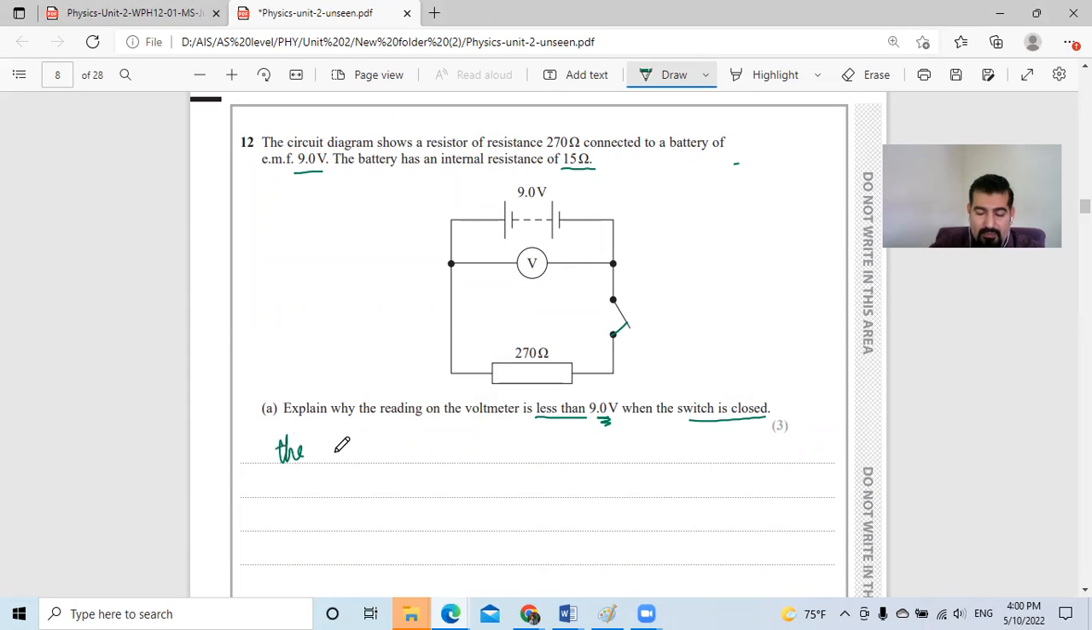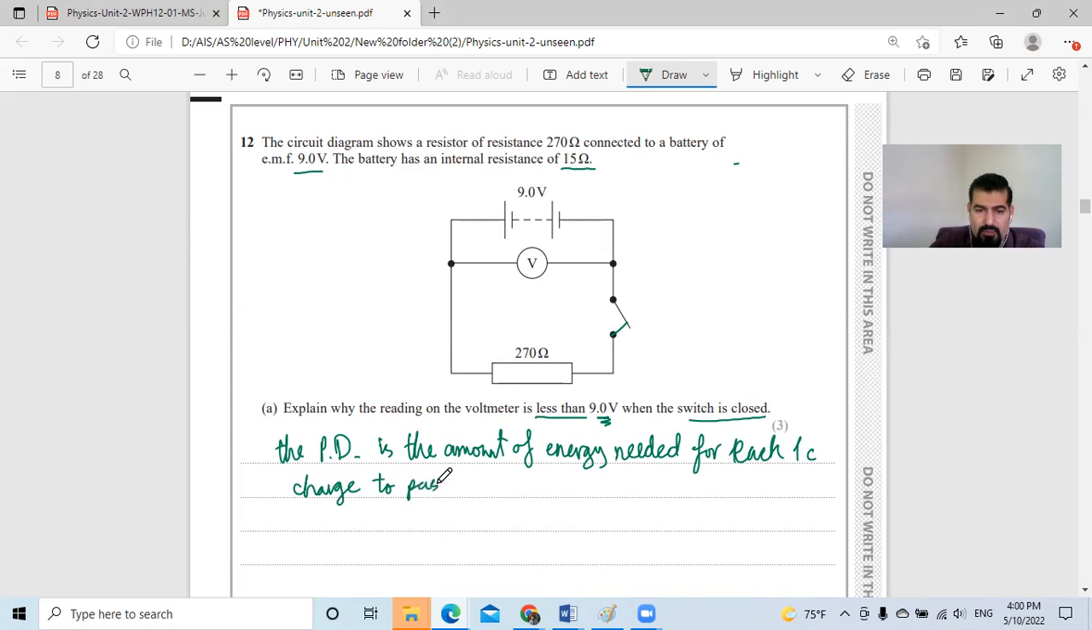the voltage, or the potential difference, is what we can say, the energy per unit charge, okay? That means there's some energy dissipated through what? The battery, okay, so this energy is transferred to the circuit. Potential difference is the amount of energy needed for each 1 coulomb charge to pass between 2 points.